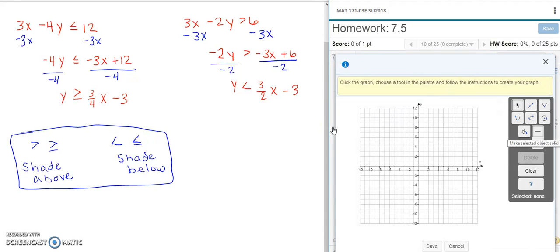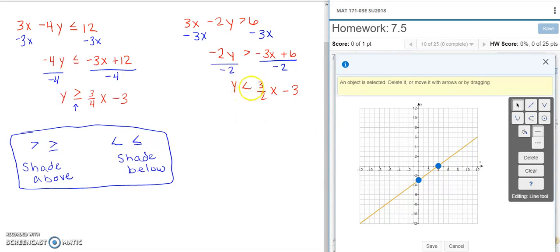We're doing a solid line first, because when it has that line underneath for the or equal to, that makes it a solid line on my graph. Solid line. I'm going to start at negative 3, clicking there, and then I've got a slope of 3/4, so that's up 3/4. Okay, so that's my first line.